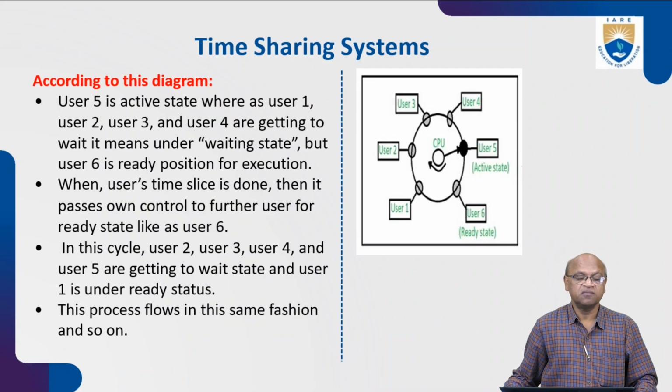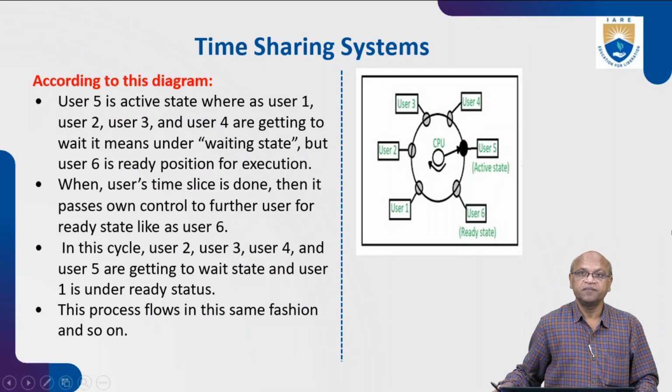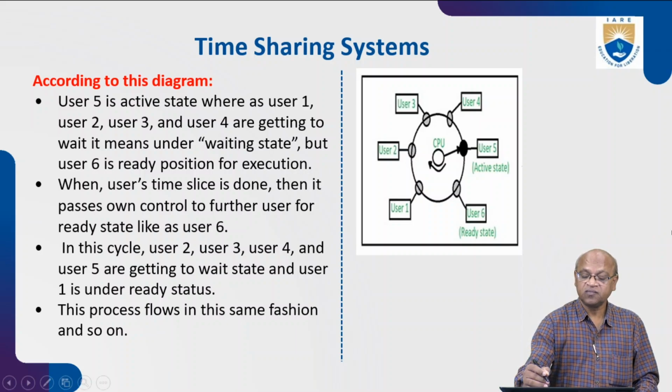So, the time sharing system. If you look at this diagram, user 5 is in the active state, while user 1, user 2, user 3, and user 4 are waiting. They remain in the wait state. But user 6 is ready for execution. Here, if you look at this, this is just like your CPU.